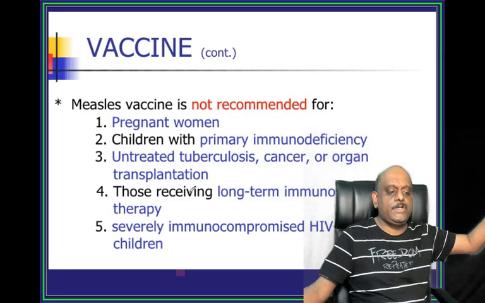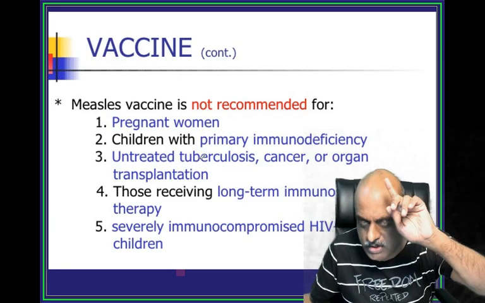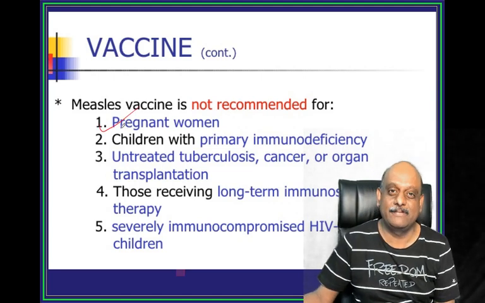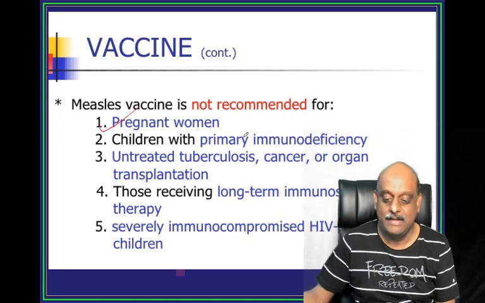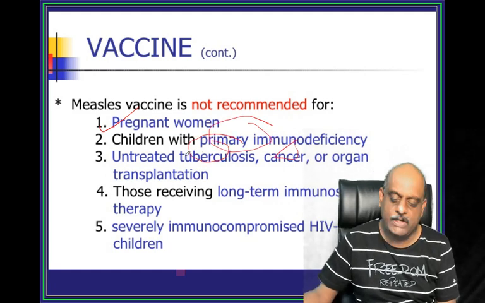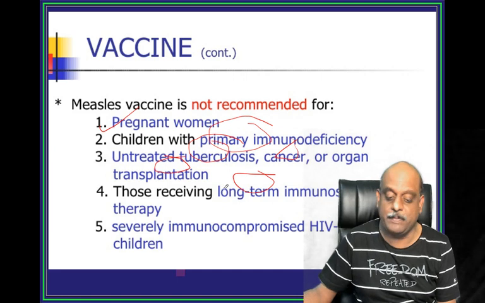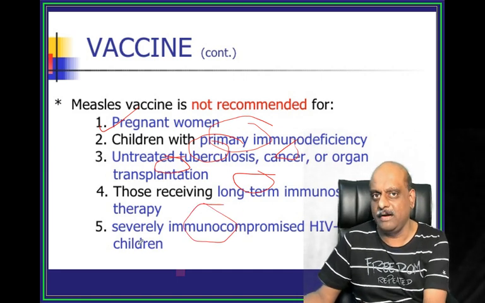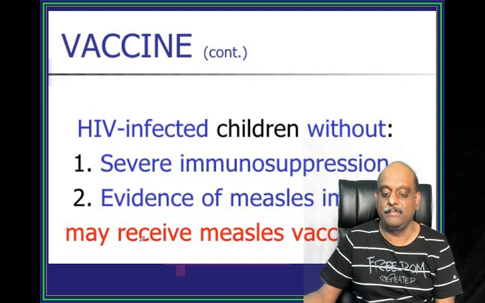What are the places where measles vaccine is not recommended, contraindicated? Pregnant women. Those who have primary immunodeficiency, untreated TB, cancer, organ transplantation, immunosuppression, severely immunocompromised, HIV infected children.